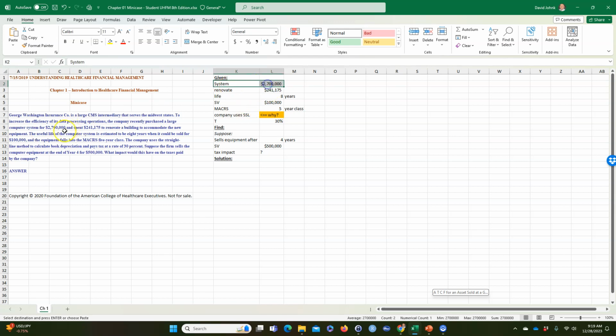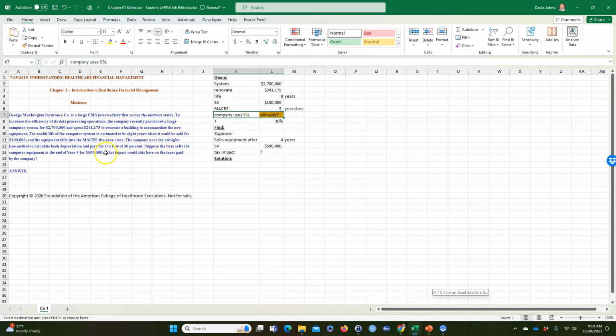So we have the system cost, $2,700,000. You're going to renovate the building in order to install it, and then it says the life is 8 years. So you can see I'm not even really thinking about the problem yet. I'm just taking all this information and putting it into the given, and making sure I have all these numbers separate where I can click on them later if I need them. The salvage value is 100,000. I'm just putting this in here. 5-year class. I might not need the number 5, but just in case I separate it out.